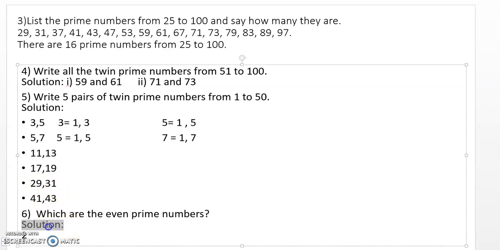Now, which is the even prime number? That is 2. So 2 is the even prime number.